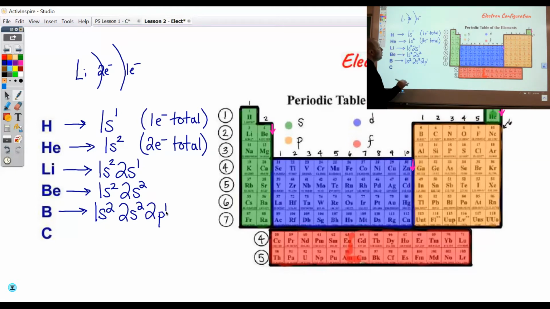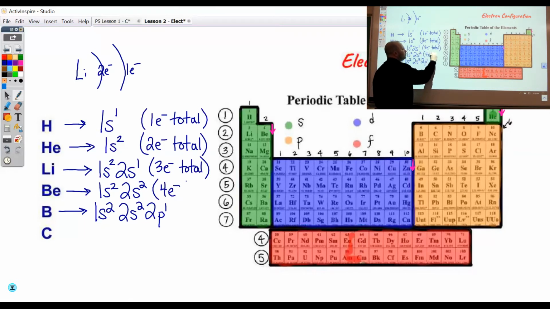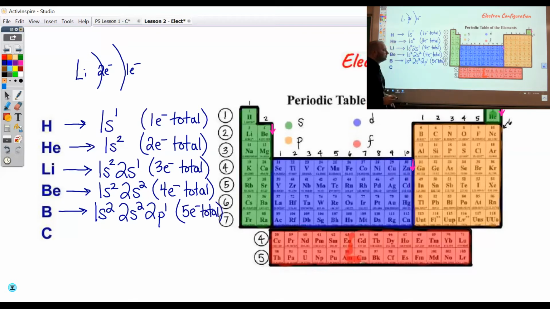Let's go back and check some of our work. So for lithium, notice we have 2 plus 1, or 3 electrons total. For beryllium, we have 2 plus 2, or 4 electrons total. And now for boron, we have 2 plus 2 plus 1. We have 5 electrons total.